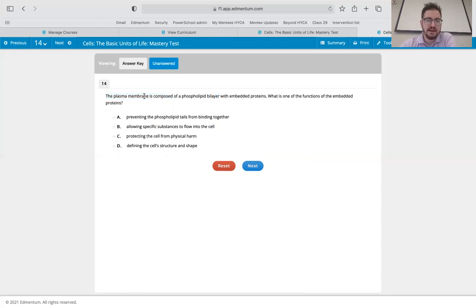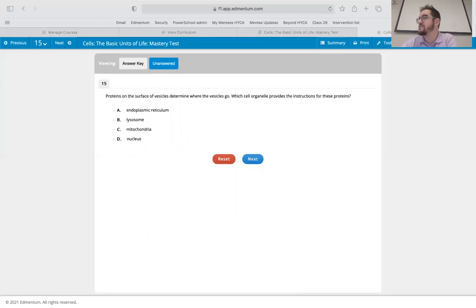Okay, the plasma membrane is composed of a fatty. That's what phospholipid means, with proteins. So what is one of the functions of these proteins? Just like we talked about a second ago, it allows things to flow in and out of the cell membrane. Proteins on the surface of vesicles determine where the vesicles go. Which cell organelle provides the instructions for these proteins? So again, we just talked about instructions. If you see the word instructions, that means it's the nucleus.